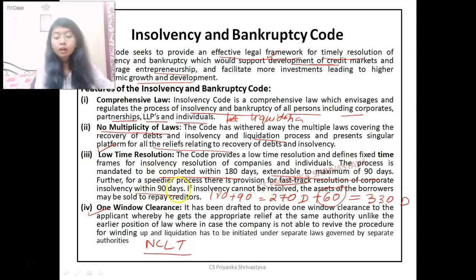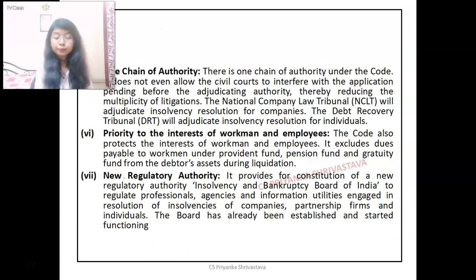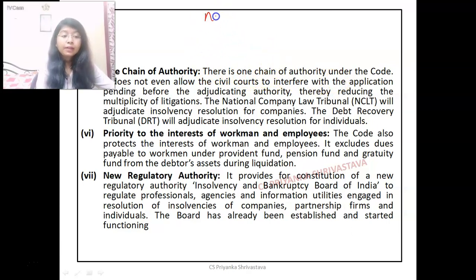Unlike the earlier position of the law, where if the company was unable to revive, the procedure of winding up and liquidation had to be initiated under separate laws, now we have only one authority, that is NCLT, which will see all the cases related to recovery of debt and insolvency. One chain of authority. Now what do you mean by this? There is one chain of authority under this code, that is, you have NCLT and NCLAT.